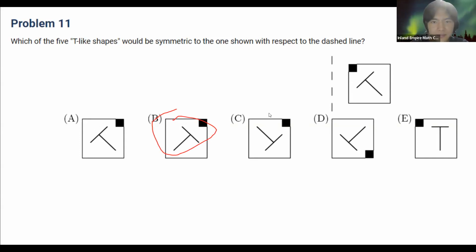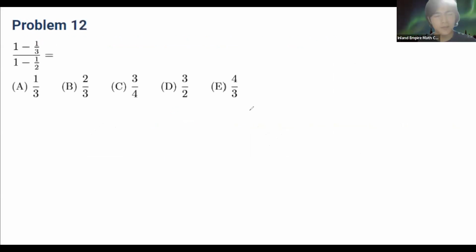Okay, question 12. It's a little bit of arithmetic, but shouldn't be too bad. What do we get for this one?